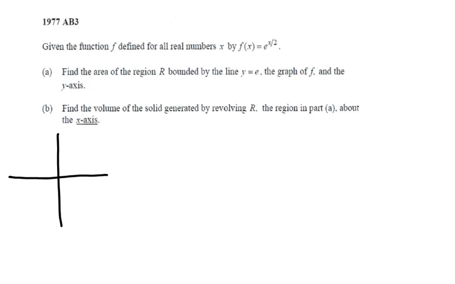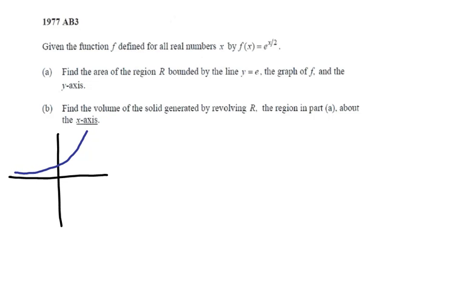Okay, 1977 AB3. We have the function f of x equals e to the x over 2, which looks something like that. And then we want to find the area bounded by the line y equals e and the graph of f and the y-axis. So you have to be really careful with this one.